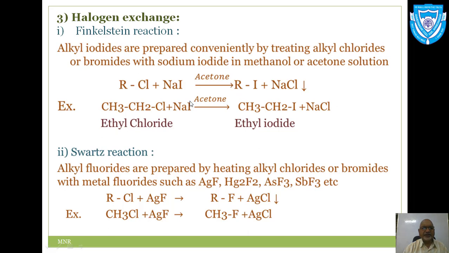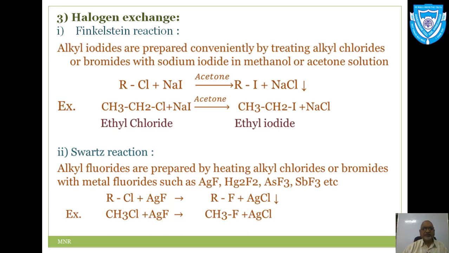Here if you see, there is a simple exchange of halogens. The chlorine halogen has been exchanged by iodine, and that's why it is known as halogen exchange reaction. So by this method we can prepare only alkyl iodides, starting from alkyl chlorides or bromides. The second method is Swarts reaction.